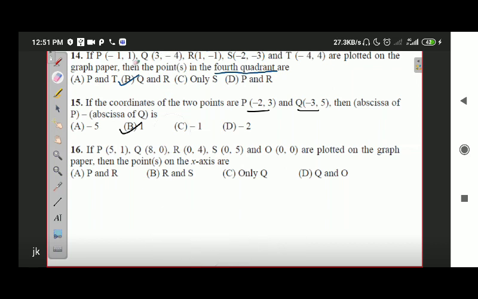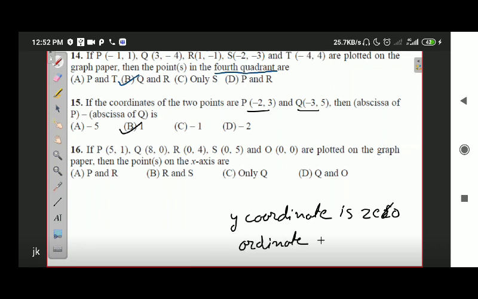Next is question number 16. If P, Q, R, S, and O are plotted on a graph paper, then the points on the x-axis are. We have to determine out of all these points which are the points on the x-axis. So which points are on the x-axis? Those whose y coordinate is 0, or you can say whose ordinate is 0. Okay, so O will lie on the x-axis, correct? 0, 8, 0 will lie on the x-axis. So only Q and O. Only Q and O.